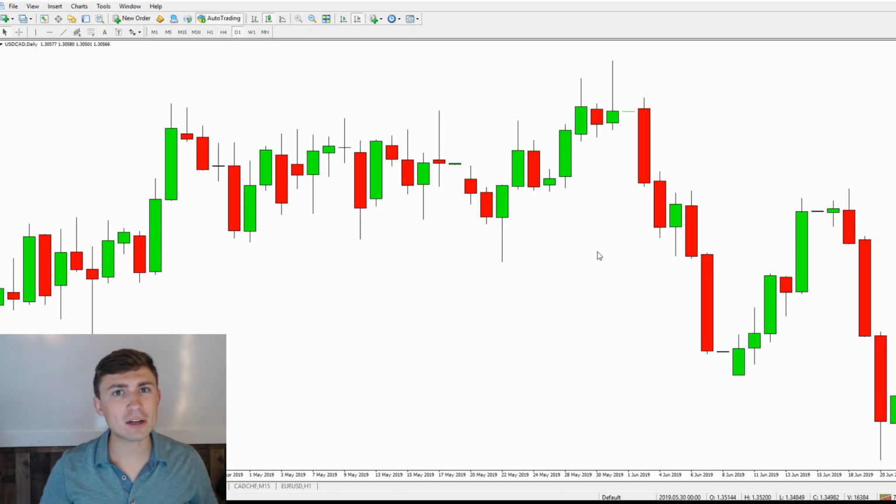Okay, so now that we've taken a look at a long example, let's talk quickly about a short example and how you could take advantage of this sort of setup on the short side. Now, what you can see here is I am still on USD CAD. I actually caught this trade as well in the VIP team. This was one of our shorts that worked out really nicely here on the currency pair USD CAD.